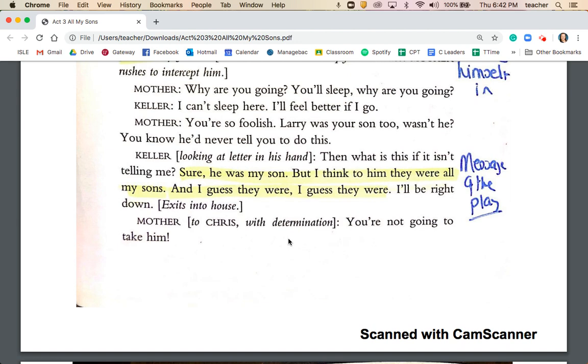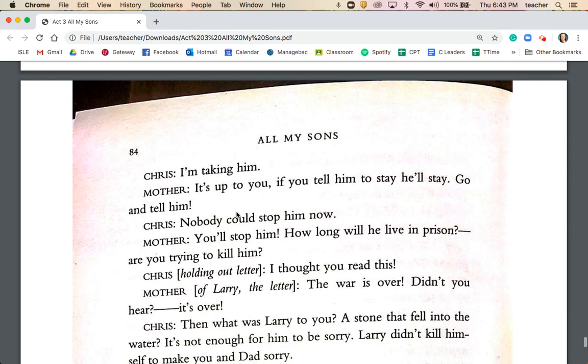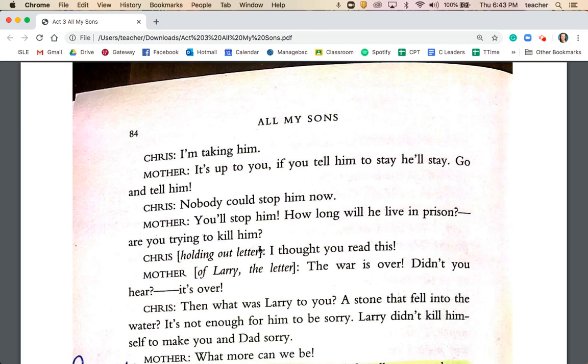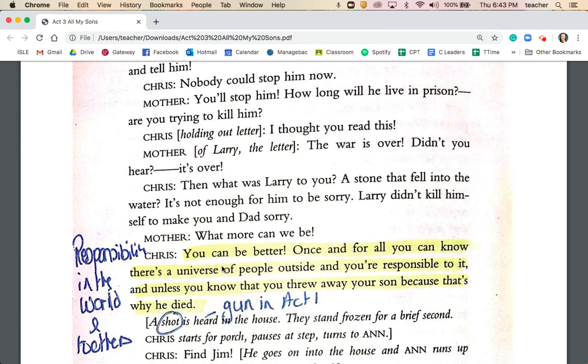Mother, still to the end, resists Joe turning himself in, and Chris says, "I'm taking him." So the idea that they are going to go to the police, they are going to confess that Joe was responsible for this. And Chris is absolutely determined to do it. And Mother says, "The war is over. Didn't you hear? It's over." So he's saying, it doesn't matter. This is all in the past. "Then what was Larry to you? A stone that fell in the water. It's not enough for him to be sorry. Larry didn't kill himself to make you and Dad sorry." It's so important. And he says to his mother, "You can be better. Once and for all, you can all know there's a universe of people outside and you're responsible to it. And unless you know that, you threw away your son because that's why he died."